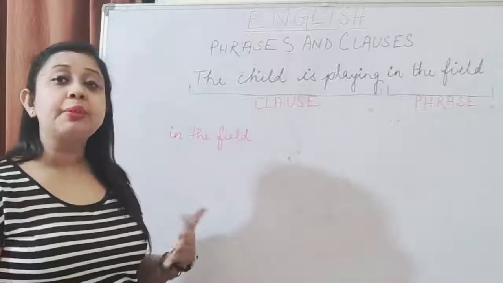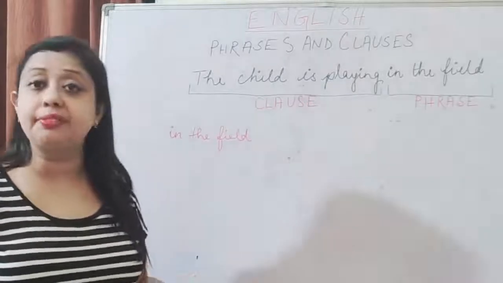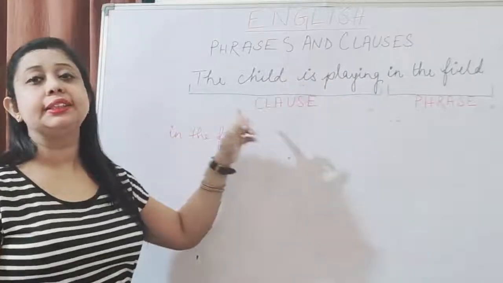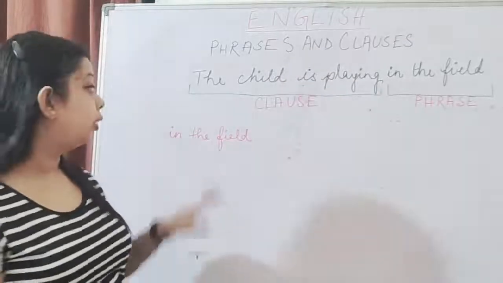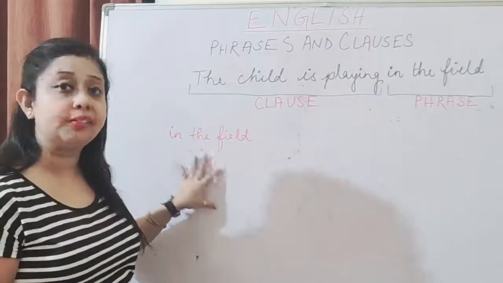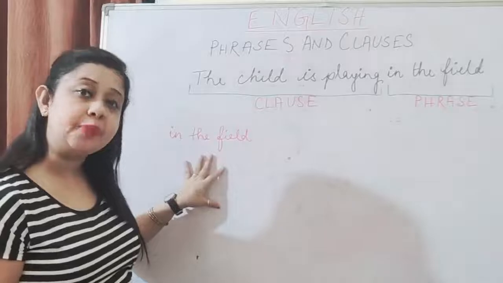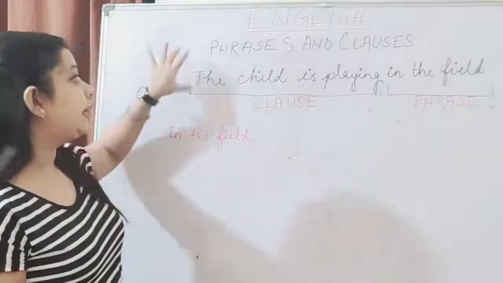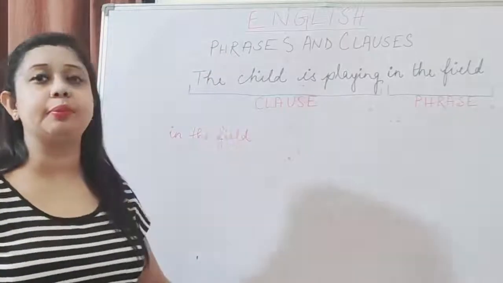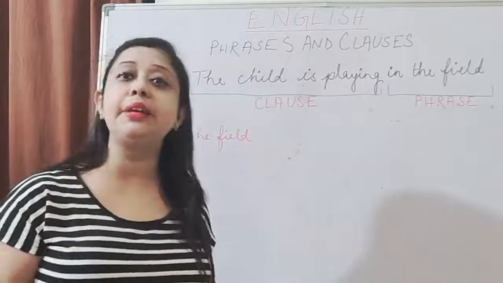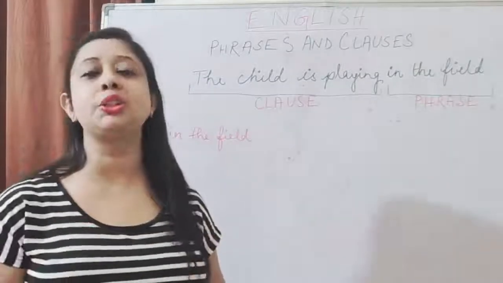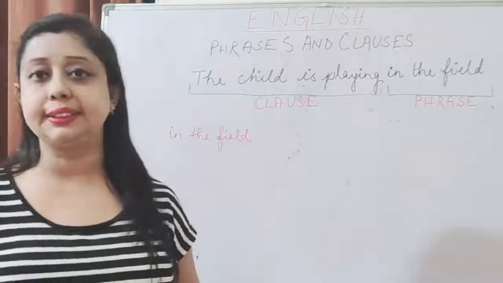We will be confused, like what about the field? So in order to understand this part, I shall always need the part the child is playing. Therefore, this part is the phrase of the sentence, which cannot deliver its own meaning. But if I remove in the field and only write the child is playing, my sentence is still complete. So, we see that the clause is never dependent on the phrase to explain itself.